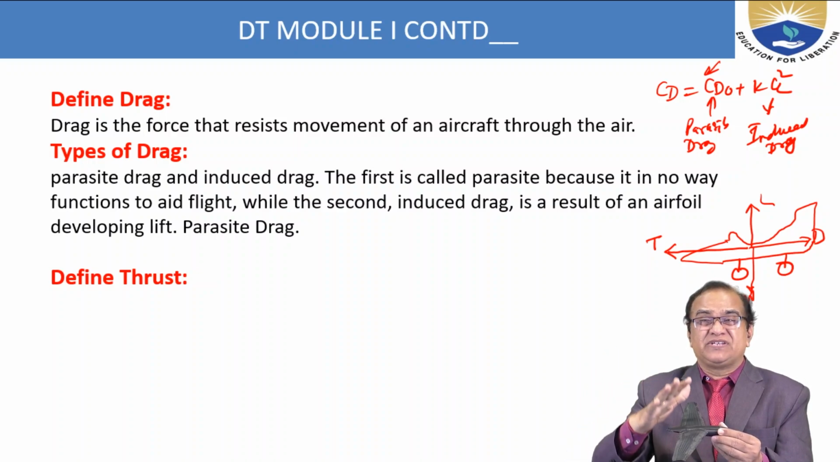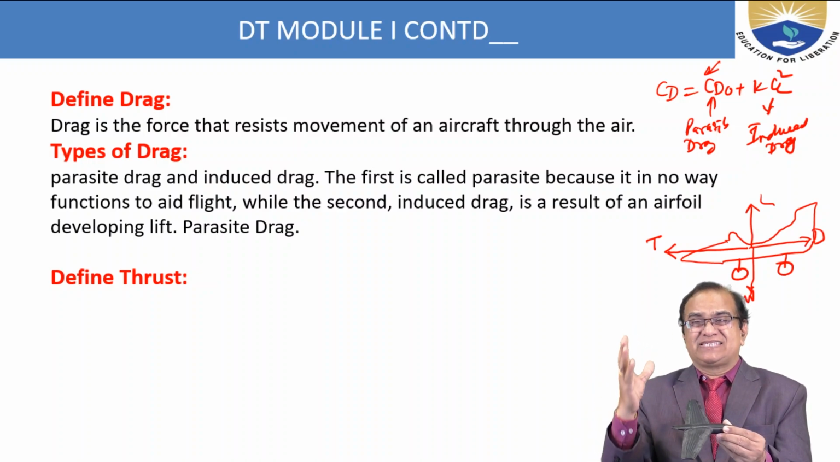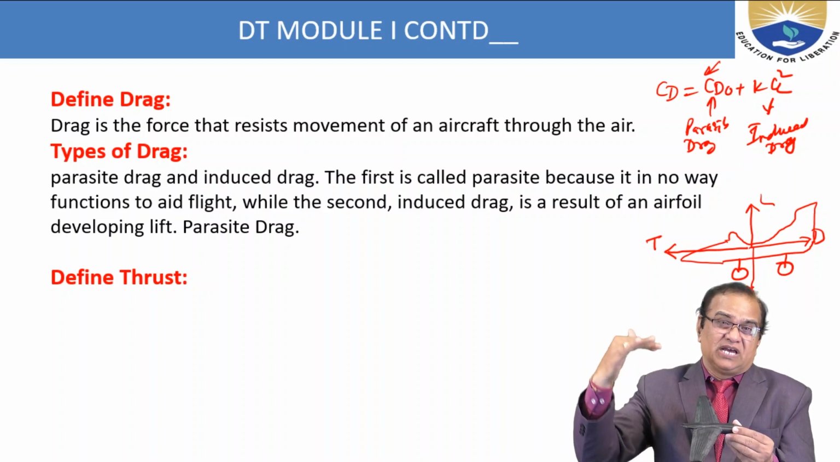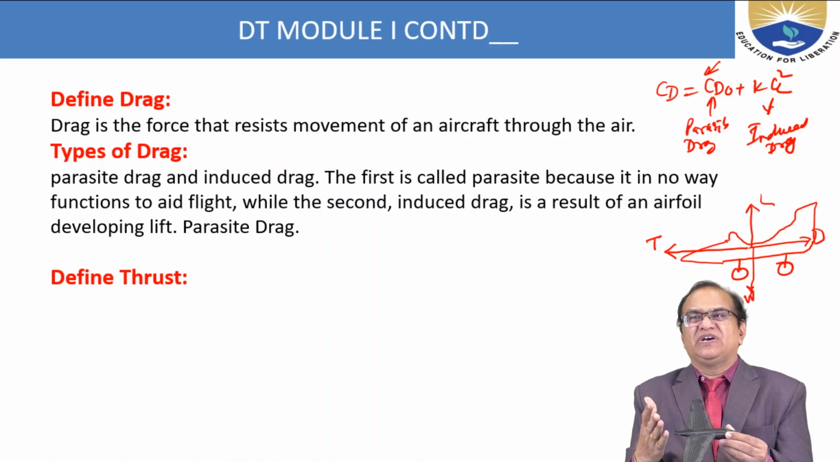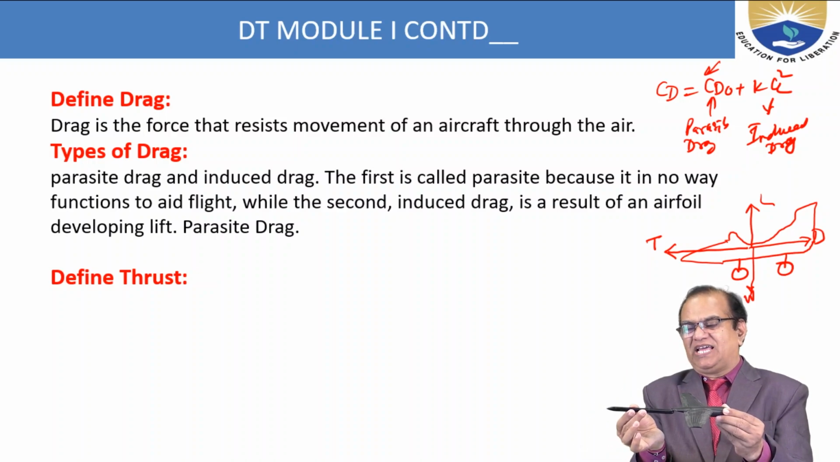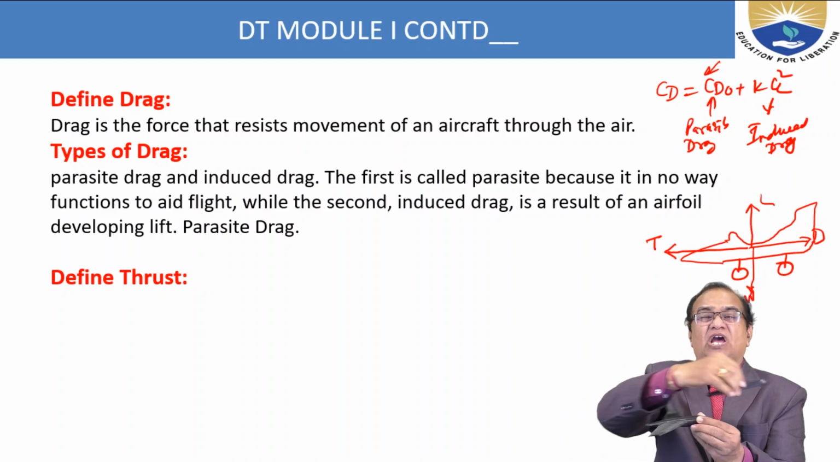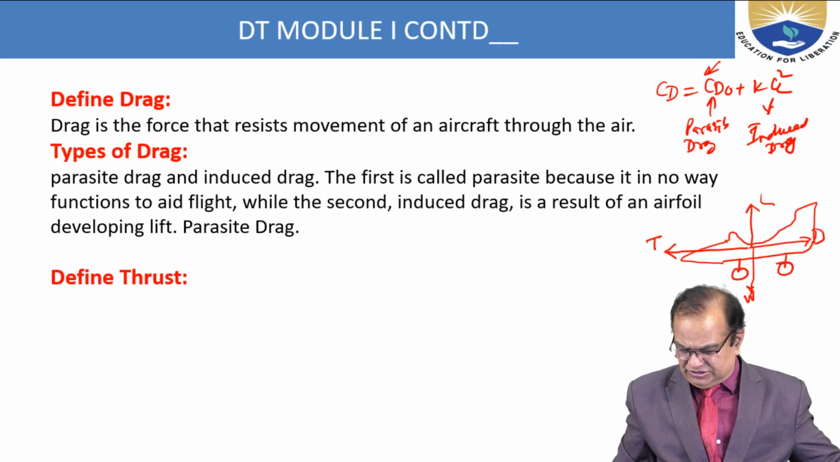This is called the CD naught, when lift is not produced. Another one is the CL, KCL square, that is called induced drag. This induced drag is due to the generation of the lift, and proportionately the drag is also generated. To counter this drag, which is in this direction, we need a force which is in this direction, where it will try to pull the aircraft. That is called the thrust.